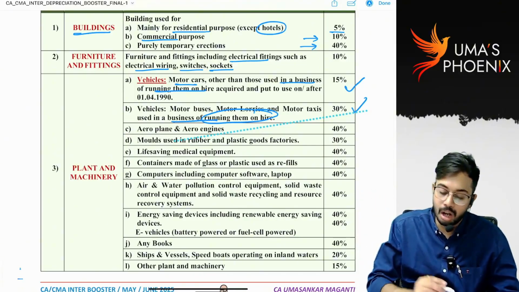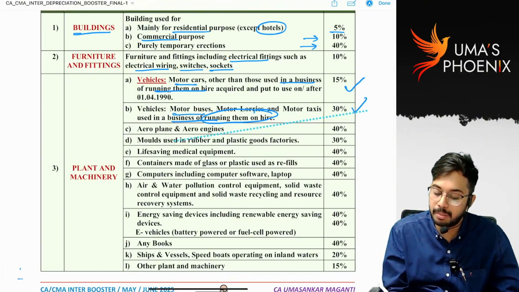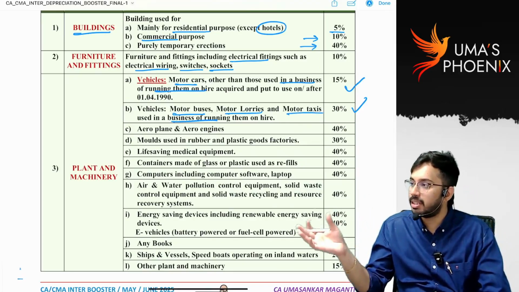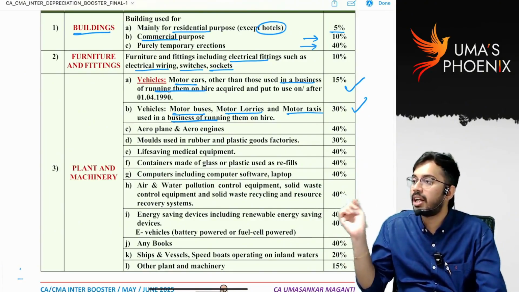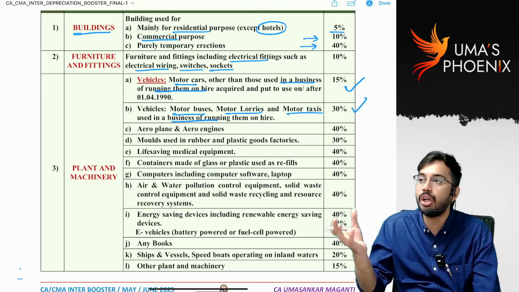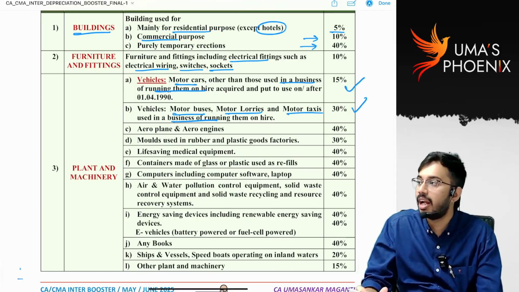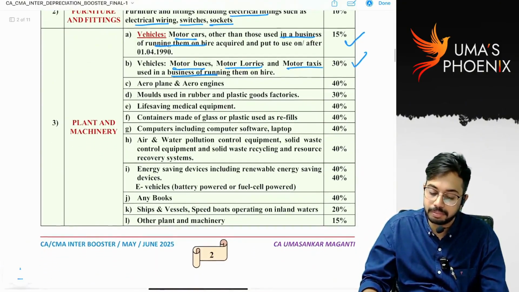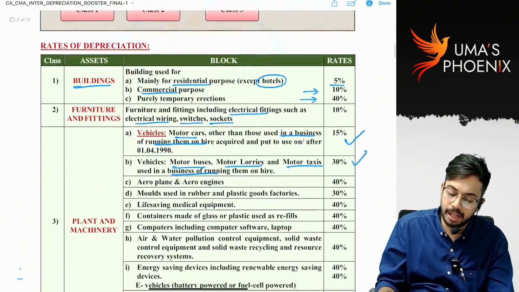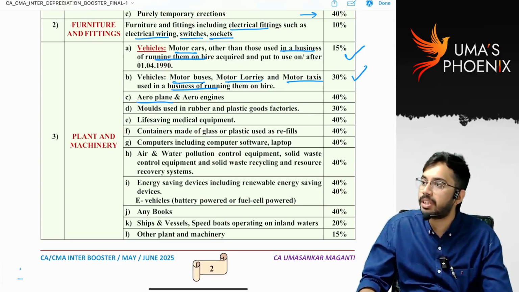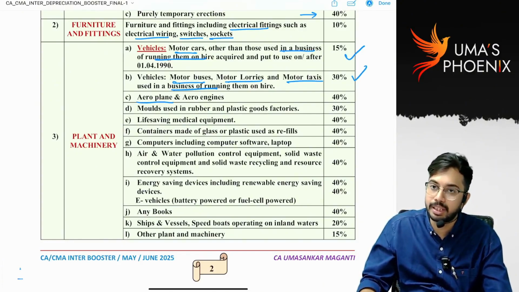Is it clear? Now, not only motor car, motor buses, motor lorries and motor taxis. Very simple, asset used in hire business, then for that asset rate of depreciation is 30%. If motor asset is not used in the business of running them on hire, rate of depreciation is 15%. Is it clear? Good. Next, aeroplane and aero engines. Very simple, on aircrafts rate of depreciation applicable is 40%.